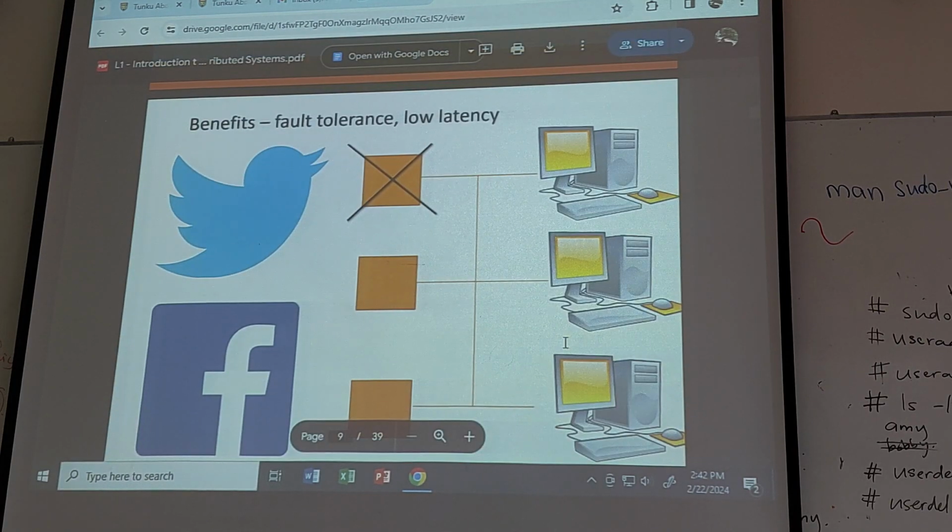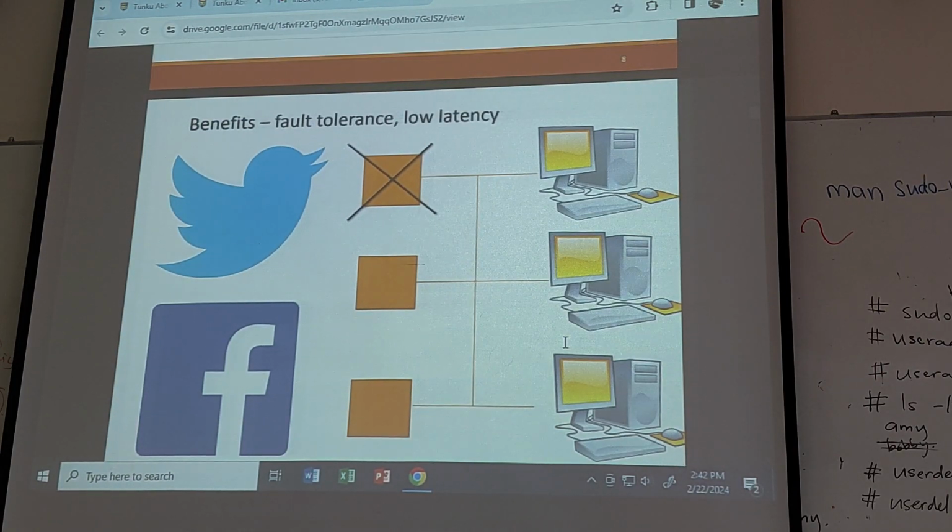Okay, another thing, the slide is a bit messy. What did I talk about? I talked about benefit, and then I talked about challenges. Then I'll come back to benefit.